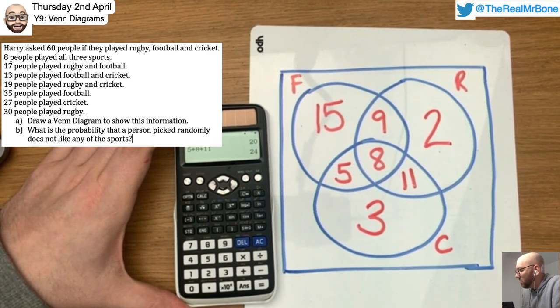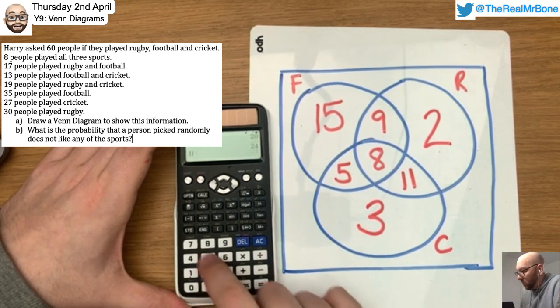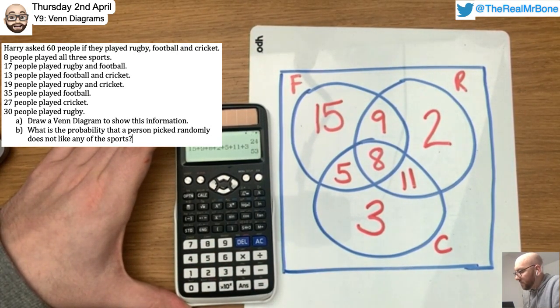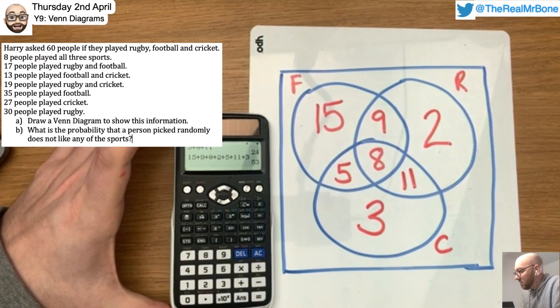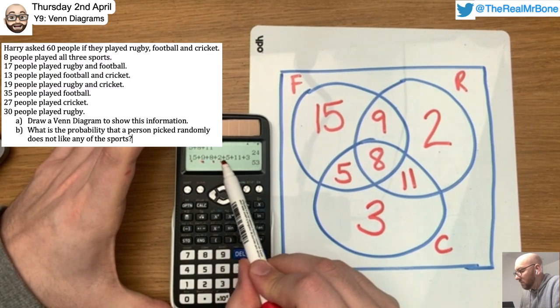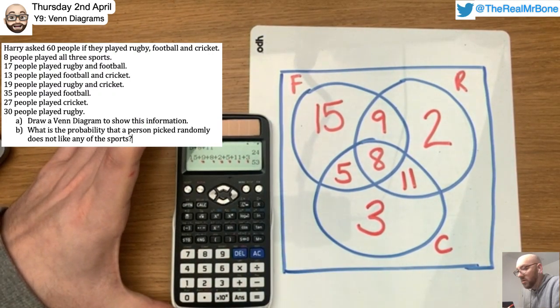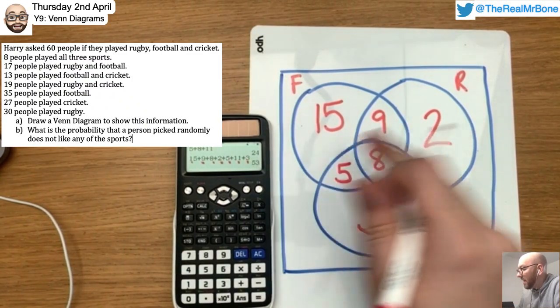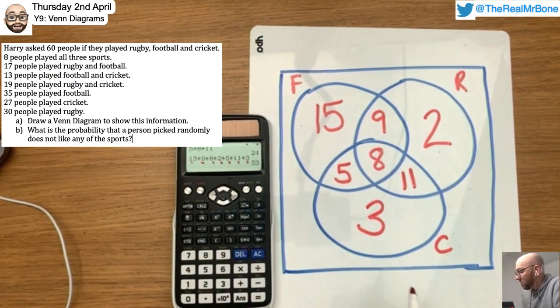So we're missing 2. Now, we're not finished yet because we know there's 60 people. So what we now need to do is add up all the numbers. And I've got 53. 1, 2, 3, 4, 5, 6, 7. 7 numbers, that's perfect. 53 people play at least one of the sports, which means 7 people do not play any sport at all.